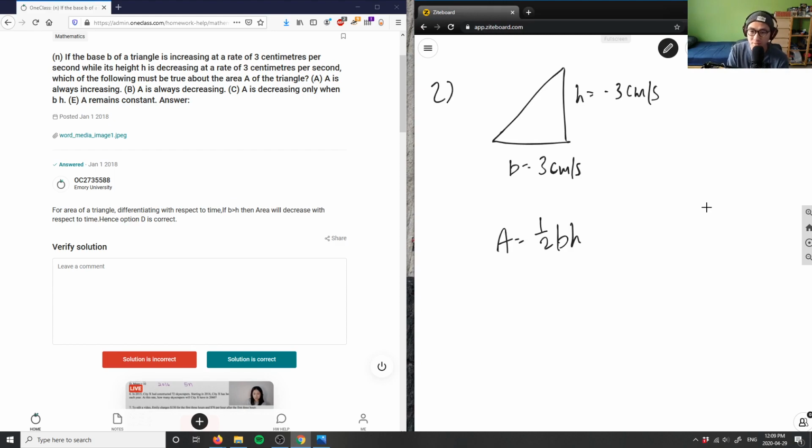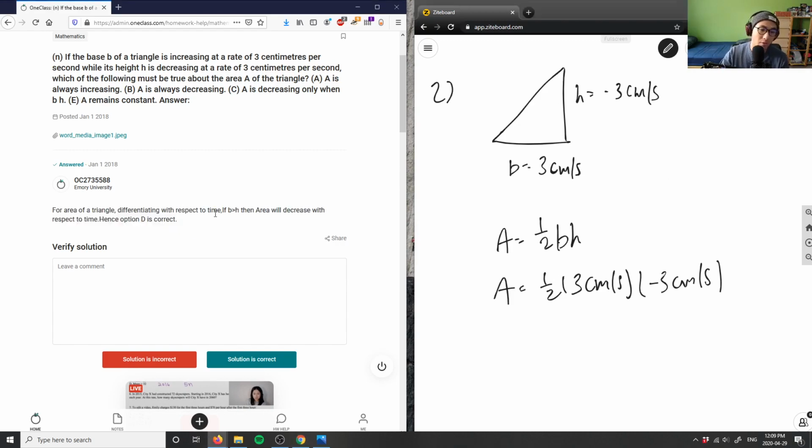So I can basically plug this in, right? I can say area here equals half of base here, 3 centimeters per second times negative 3 centimeters per second here. And I have to figure out some type of formula in order for us to differentiate this equation. So it says if I'm differentiating with respect to time, but the student didn't actually create a formula or solution here that lets me figure out what that formula is with respect to time here. So let me see if I can figure this out.